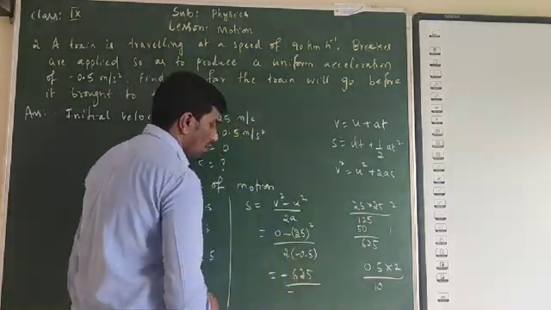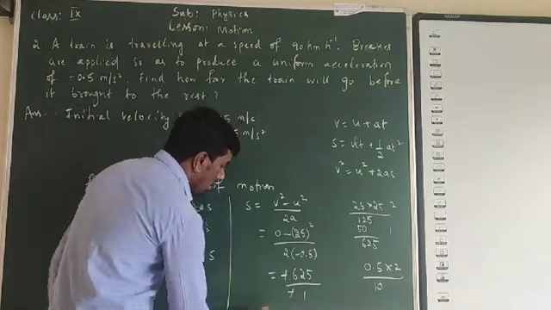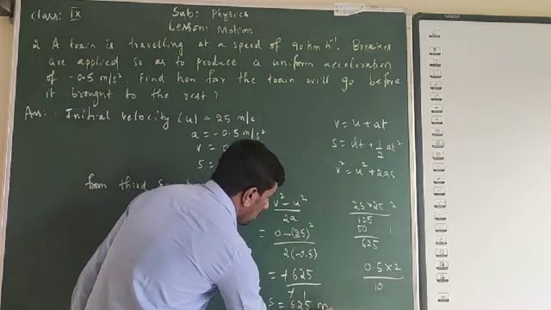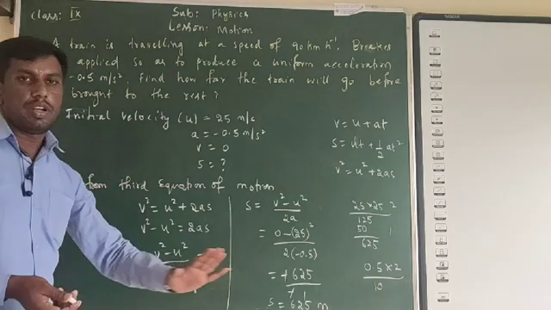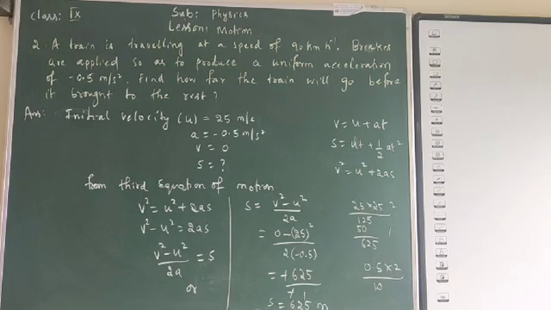That is nothing but −1. Numerator and denominator cancel, so what is remaining? 625 meters. So how much distance must it travel? It must travel 625 meters. Okay. So this is the answer for the second question.